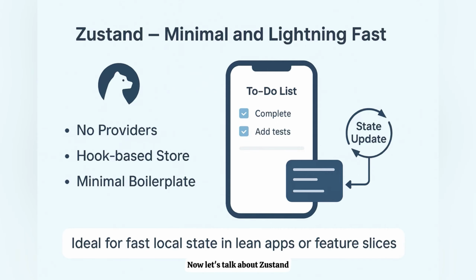Now let's talk about Zustand. If Redux feels like enterprise-level machinery, Zustand feels like a pocket knife. It's lightweight, hook-based, and requires no provider. You define your state using plain functions, making it ideal for local or feature-specific state. Zustand is lightning fast, with minimal re-renders thanks to shallow comparisons. It's a go-to choice for lean apps or individual modules within a larger system.